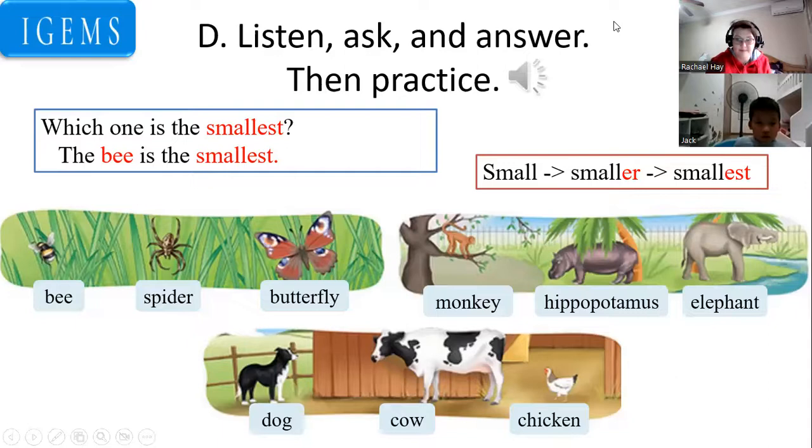Page 13. D. Listen, ask, and answer. Then practice. Which one is the smallest? The bee is the smallest. Small, smaller, smallest. One. Which one is the smallest? The bee is the smallest.